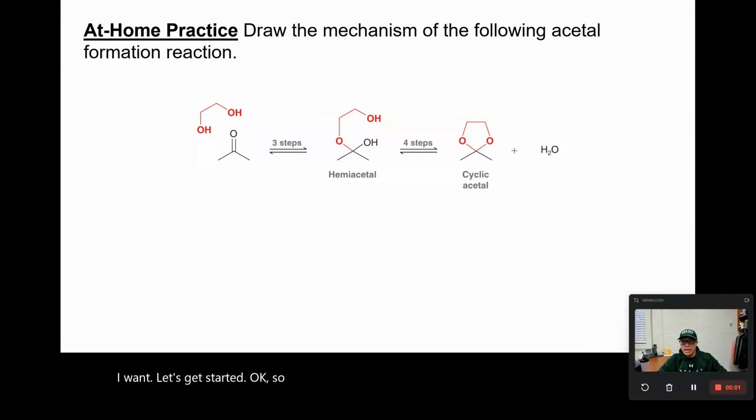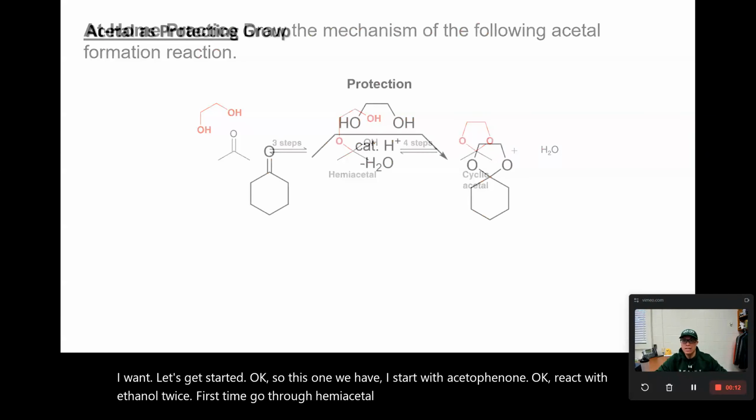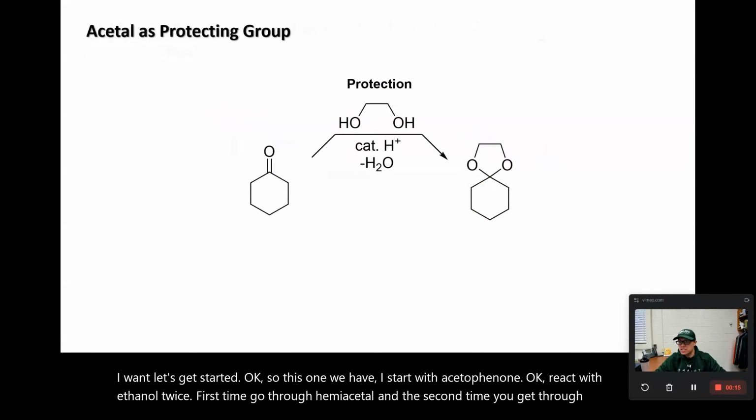All right, so we take an aldehyde or ketone and react it with ethylene glycol to form a cyclic acetal. We use the cyclic acetal as a protecting group. This is an ether bond. Okay, let's take a look. It's just like acetal formation, nothing different.